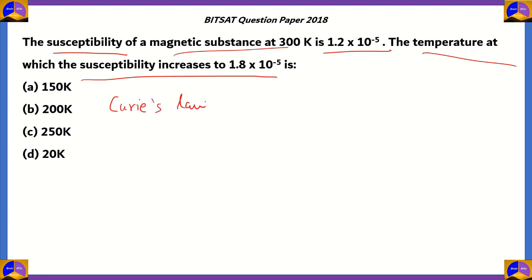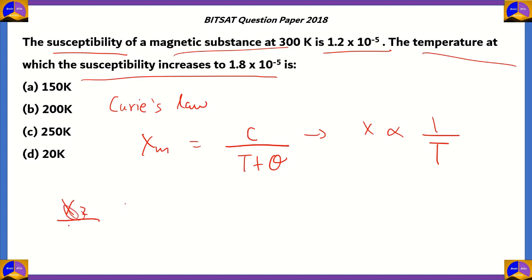According to Curie's law, susceptibility is equal to C divided by T plus theta. From this relation, you can find out that magnetic susceptibility is inversely proportional to the temperature. So chi 1 by chi 2 gives you T2 divided by T1. So this is the relation between the susceptibility of the magnetic substance at two different temperatures and the two different temperatures themselves.